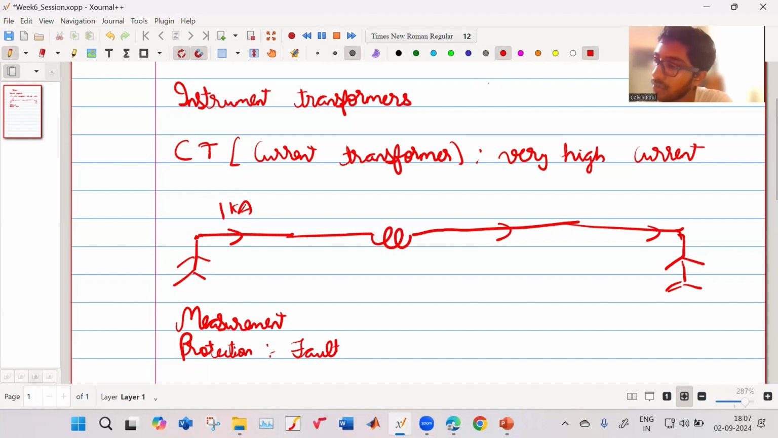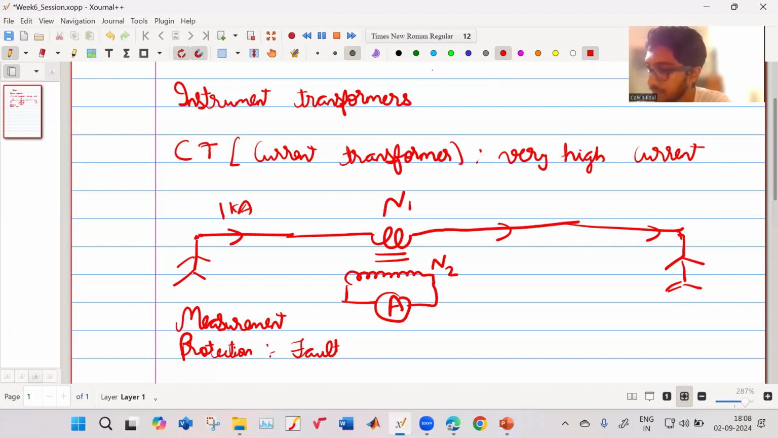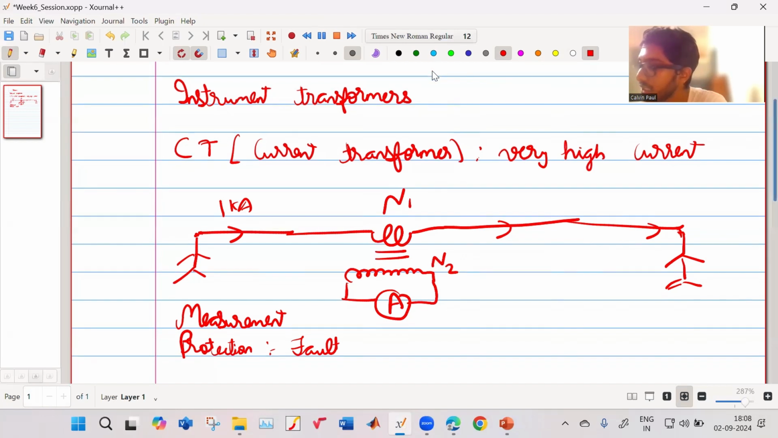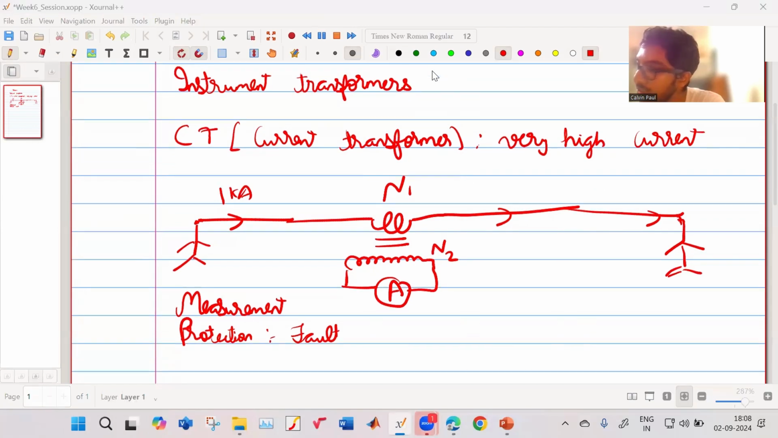So this is a current transformer, and it has a core, and this is the secondary. Across the secondary, we connect an ammeter. Let the number of turns here be N1, and the number of turns here be N2. Is this a step up or a step down transformer? A step up, yes. It is a step up transformer, and I've tried to show it in the drawing because N2 is greater than N1.